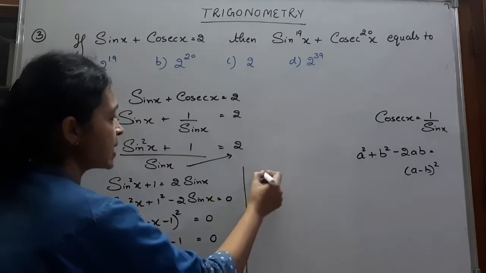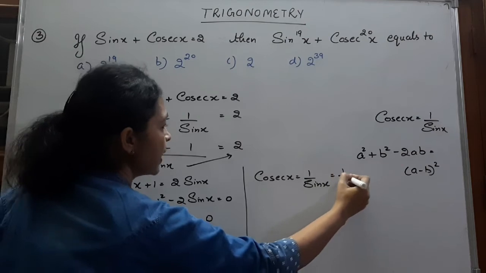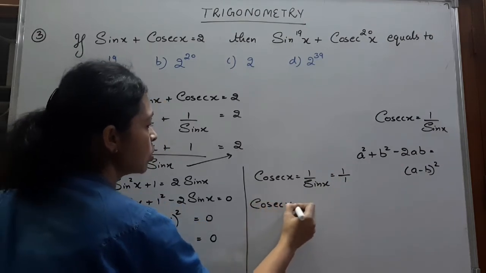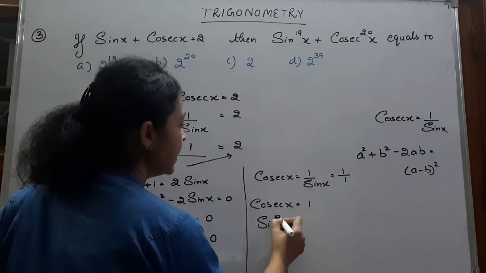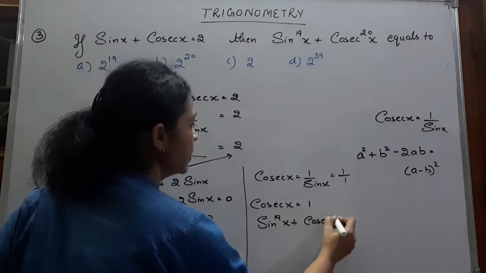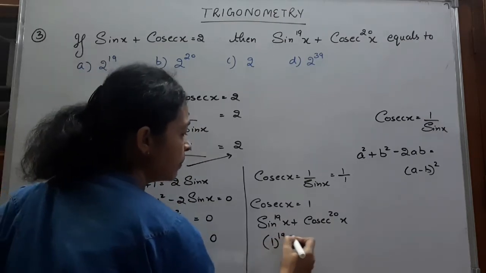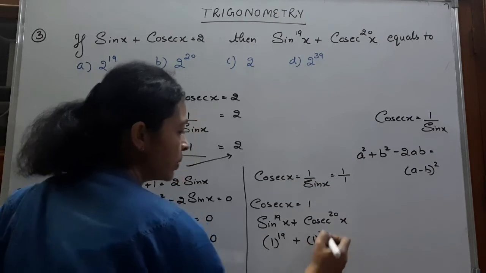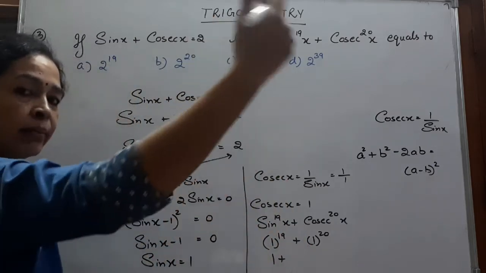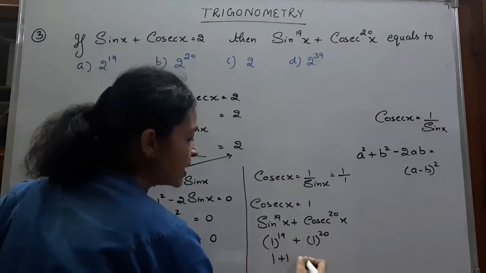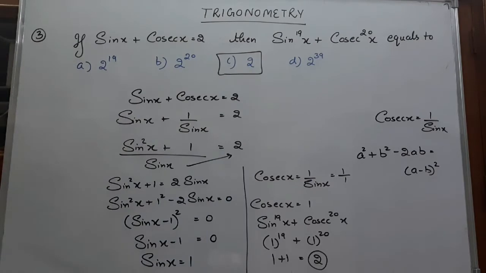Now what is the value of cosec x? 1 by sin x. That is 1 by 1. So cosec x is also 1. Now we have to find the value of sin to the power 19x plus cosec to the power 20x. Sin x is 1, 1 to the power 19, plus cosec x is again 1. 1 to the power 19 is 1. 1 to the power 20 is 1 into 1 into 1, multiplied 20 times. We will get 1. 1 plus 1, 2 is our answer. So, option C is the correct option.